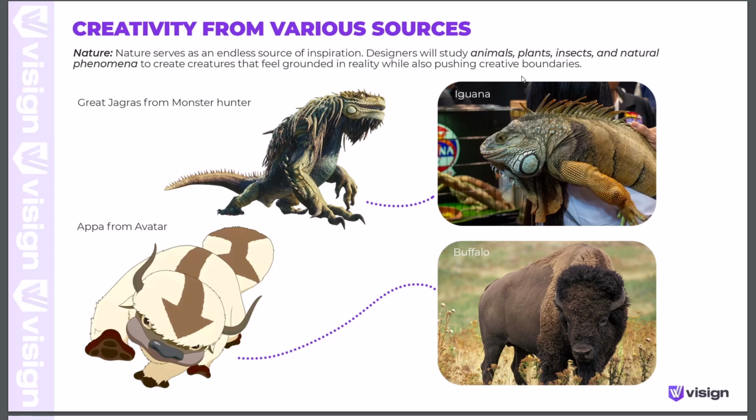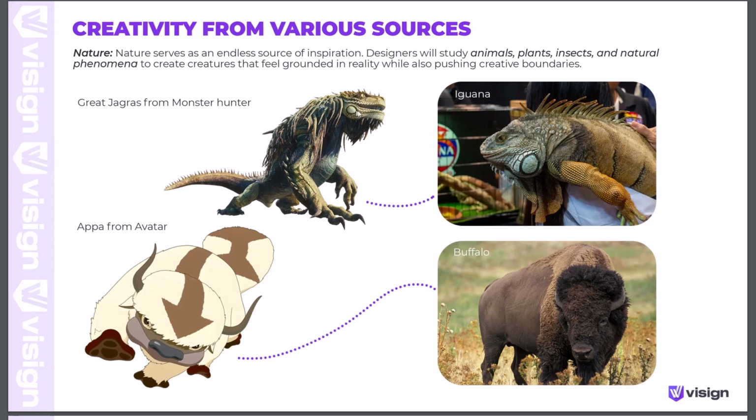We can't really create from a vacuum, and a lot of creature designers will look at animal designs or things from nature to use as inspiration. I don't think this is coming as a surprise to anyone, but it needs to be said anyways. And I'm going to show some examples here. We have the great jaggi from Monster Hunter, and it's basically a big iguana. That's basically what it is.